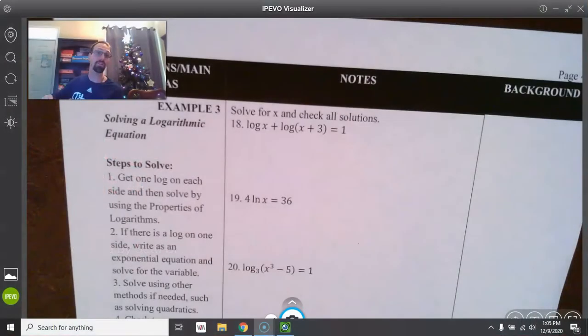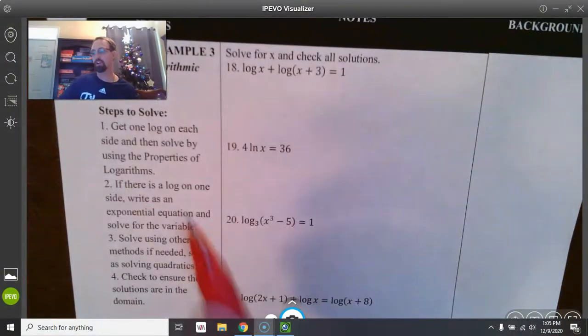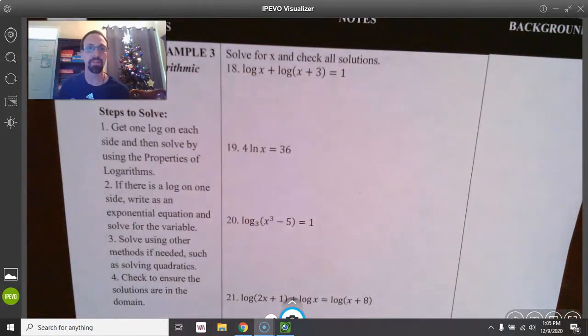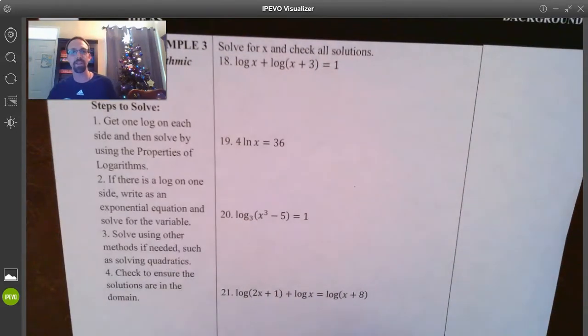Now we're getting into solving logarithmic equations. Steps to solve are over here on the side. I'm going to run through those as we do a couple different of these example problems, leaving some for me to go over in class if you're my instructor. If you're watching this video, sorry, I'm not going to go through all of them. Hopefully you have a chance to be my student someday.